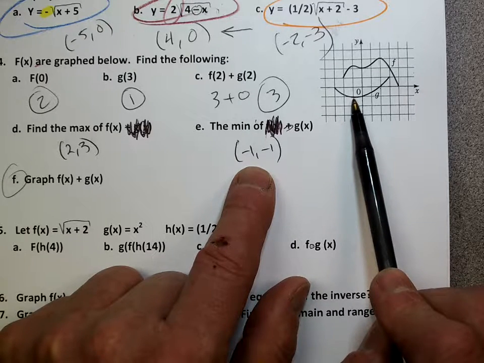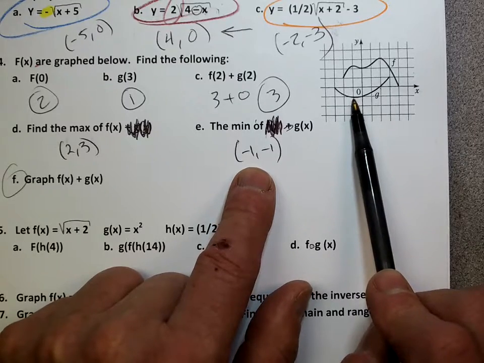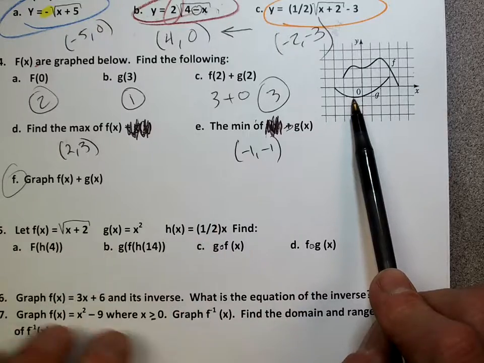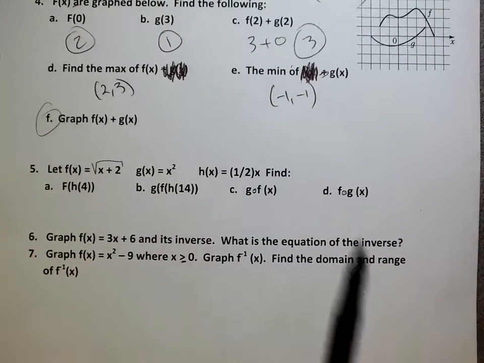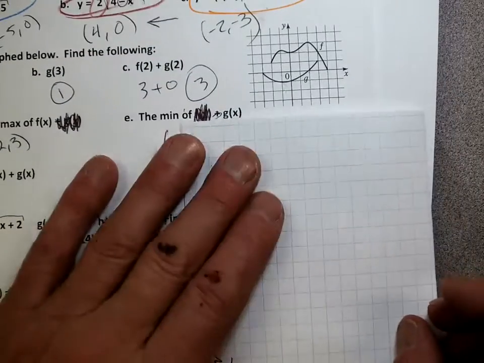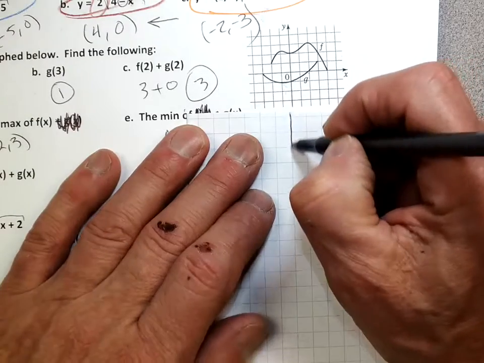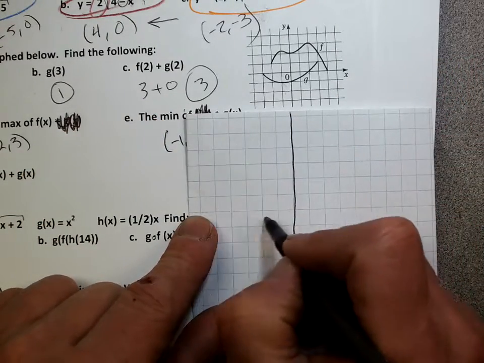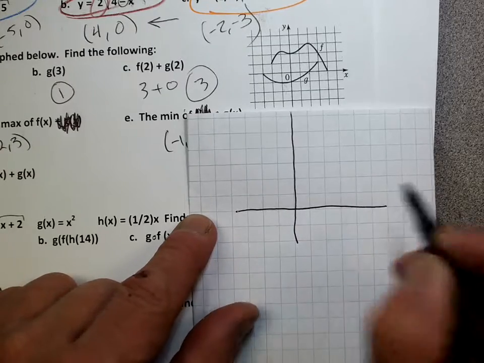You guys, oh, it's so easy. You're like, hey, piece of cake. You can pass this. Yeah, you can. Now, f's a little bit harder. And I'll walk through f with you. So to do f, I'm just going to do a graph, because I want to graph f of x plus g of x.